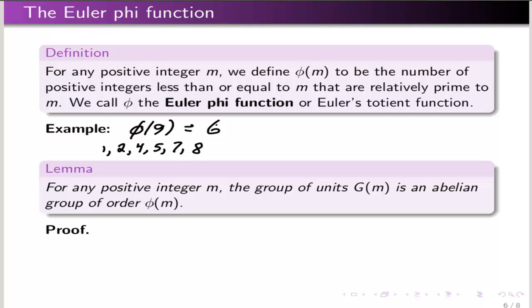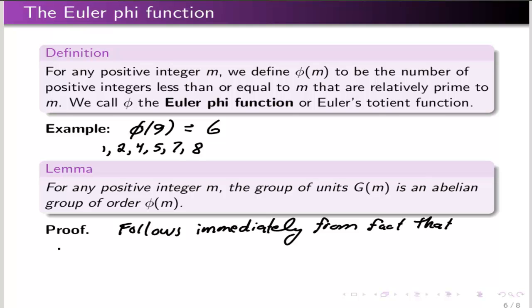And by the observation we just proved, that an integer a has a multiplicative inverse mod m if and only if a is relatively prime to m, we immediately see that the order of the group of units is phi of m. So it follows immediately from the fact that A bar is in G_m if and only if the GCD of A and m is equal to 1.